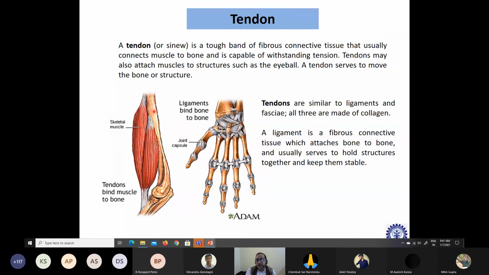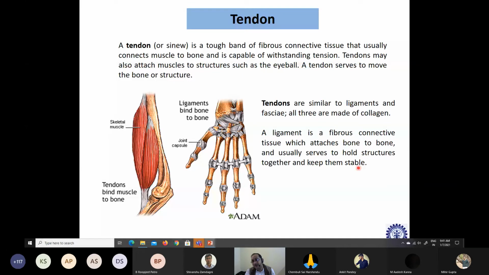When there is a problem, then only we understand its contribution or function in the whole system. So tendons are similar to ligaments, and all three are made of collagen. You can see a ligament is a fibrous connective tissue which attaches bone to bone and usually serves to hold the structures together and keep them stable.